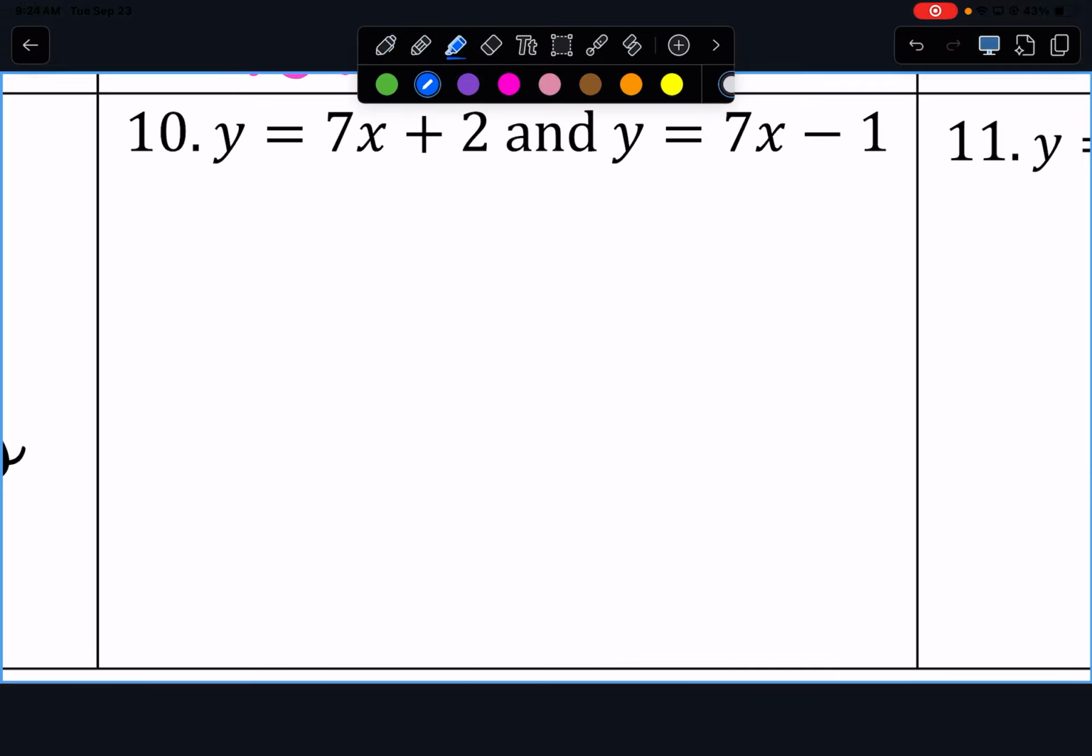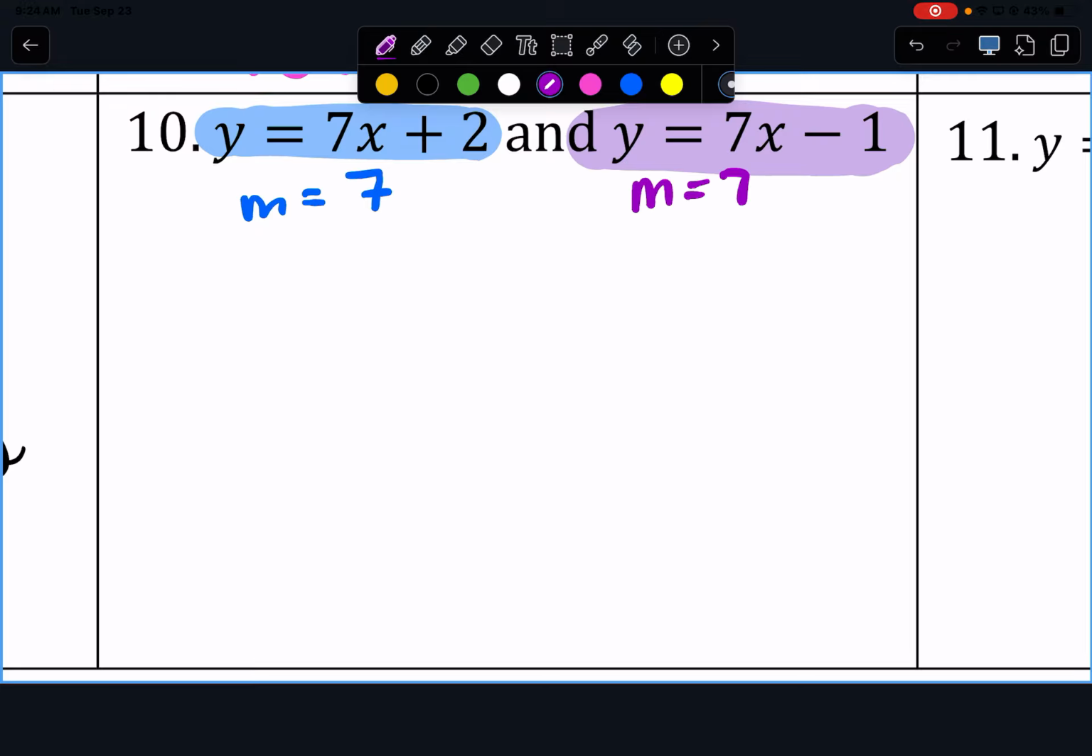For question 10, is this first equation in slope-intercept form? Yeah. Okay, what is the slope of that line? 7. Okay, now we're going to look at the second equation. Is that in slope-intercept form? Yeah. So what's the slope? So that means those two lines are parallel.